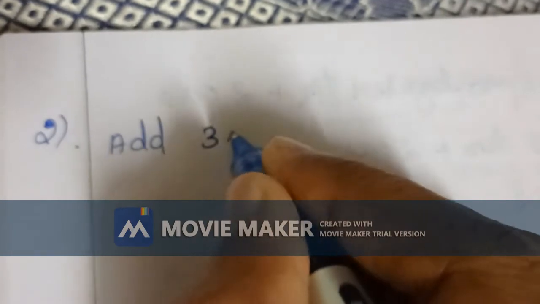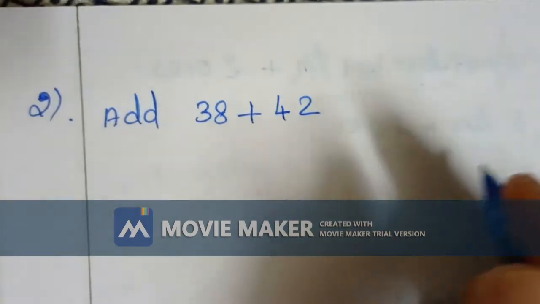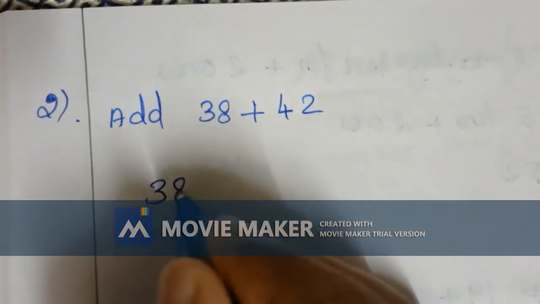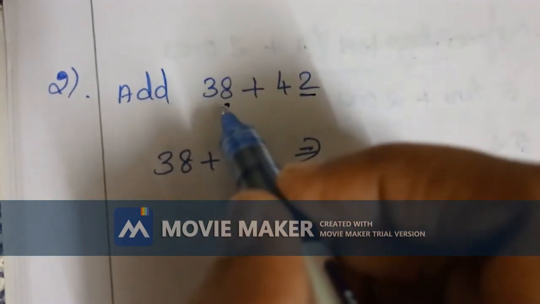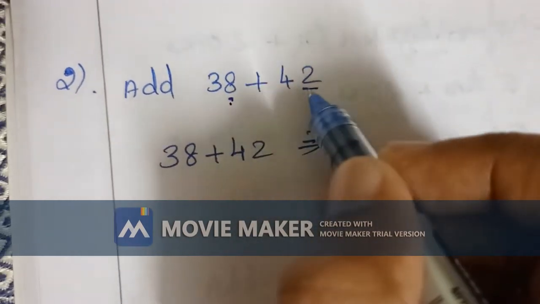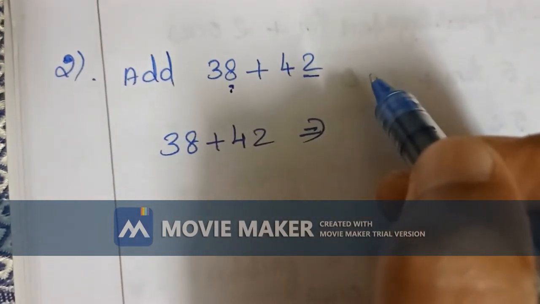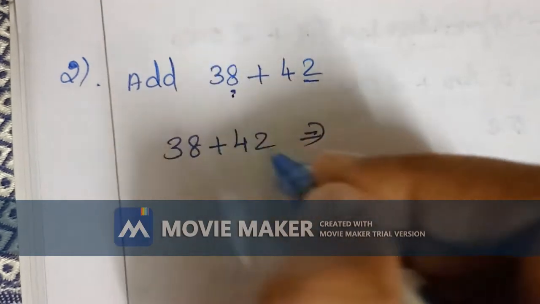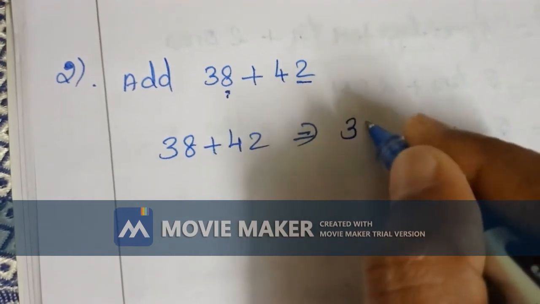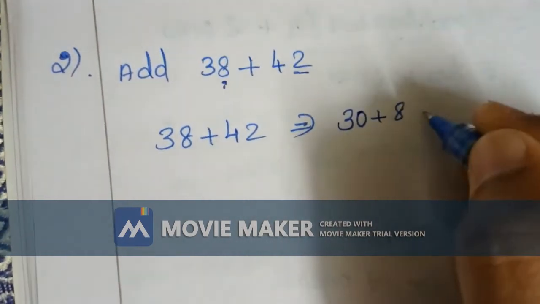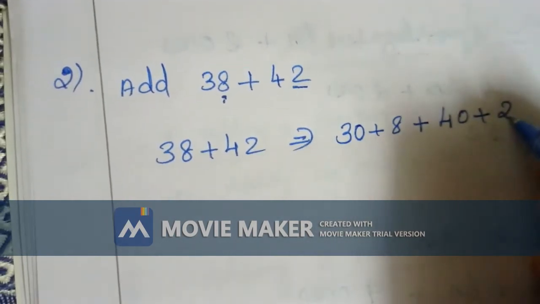38 plus 42. Now children, you have to expand these two numbers. Check their ones place. In 38, the ones place value is 8 and in 42 the ones place value is 2. So 8 plus 2 gives us 10, isn't it? So you have to expand these two numbers first. For 38 you can expand like this, 30 plus 8, and 42 you can expand 40 plus 2 like this.